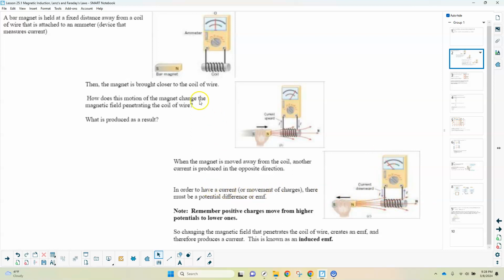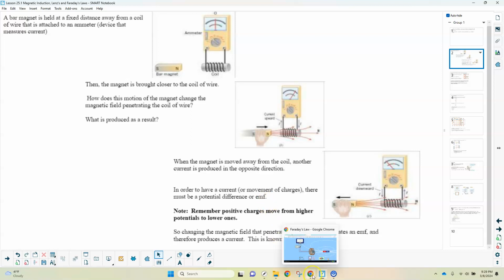In order to have a current from this kind of demonstration, to get the charges to move, you need an EMF, or a potential difference, which we talked about in the electricity unit. We said that positive charges move from higher potentials to lower ones. So changing the magnetic field that penetrates the coil of wire creates an EMF and produces a current, and this is called an induced EMF. So we have induced current or induced EMF, which are just currents or voltages produced by changing the magnetic field.